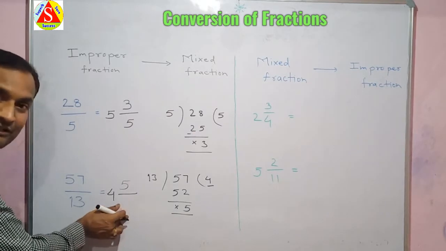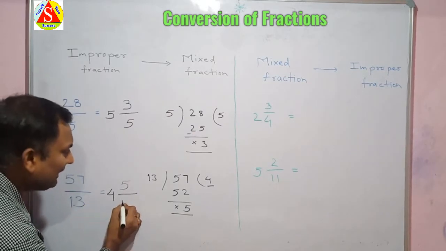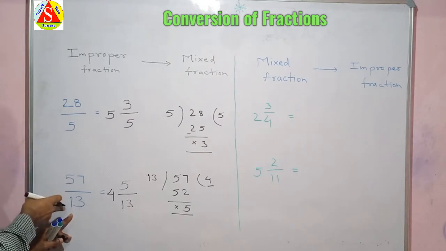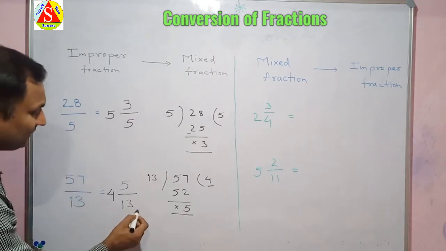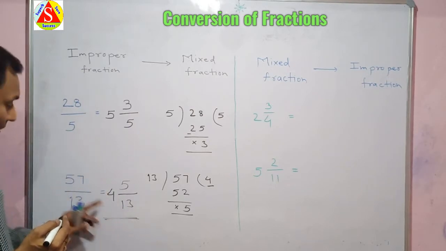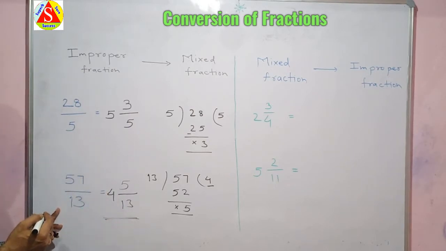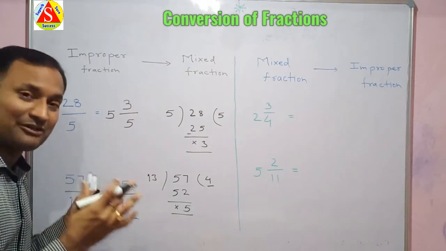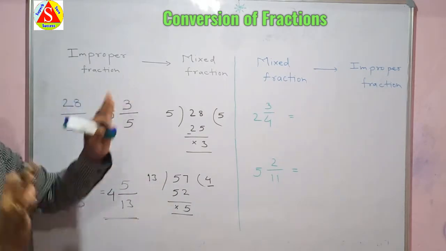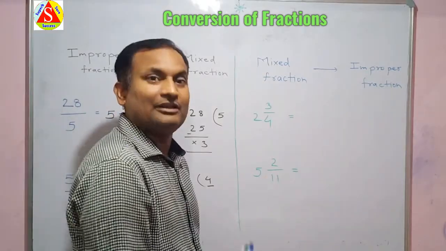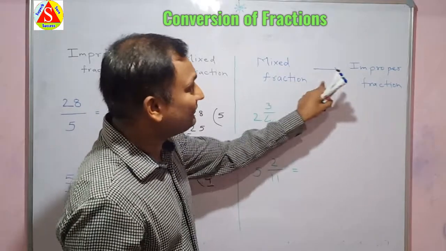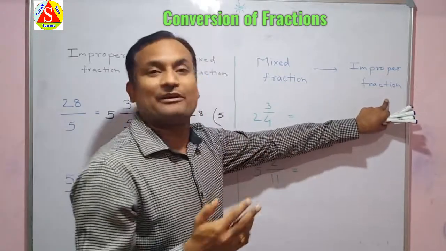In the denominator, we will write the same denominator as it is given in the improper fraction. So dear students, now this is the mixed fraction form of this improper fraction. I hope now it will be clear to you how to convert an improper fraction into a mixed fraction. Now dear students, we are going to see how to convert a mixed fraction into an improper fraction.